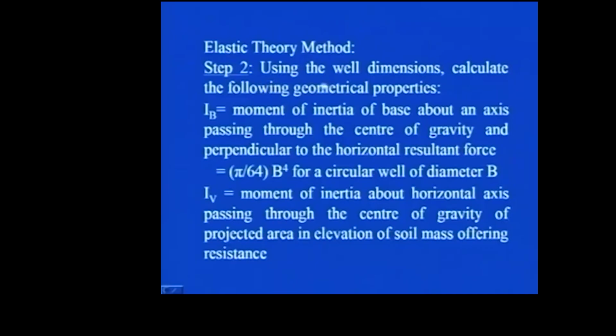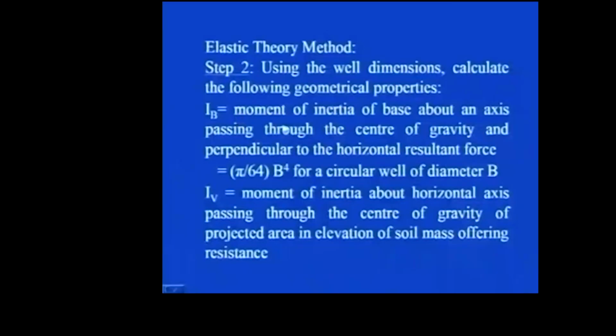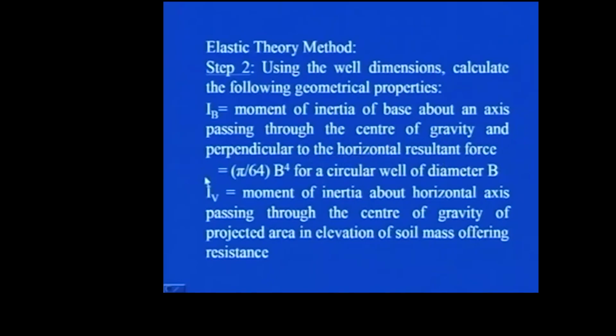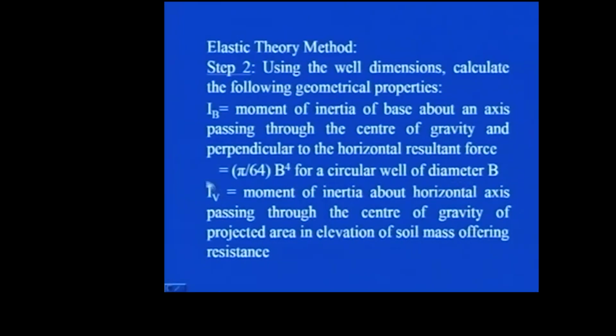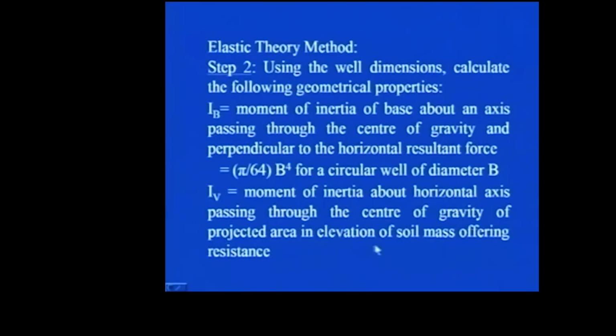Then step 2, using the well dimensions, calculate the following geometrical properties. These geometrical properties are the properties of the section of well foundation. IB is the moment of inertia of base about an axis passing through the center of gravity and perpendicular to the horizontal resultant force, and this is equal to pi by 64 B to the power 4 for a circular well of diameter B. Then IV is the moment of inertia about the horizontal axis passing through the center of gravity of the projected area in elevation of the soil mass offering the resistance.